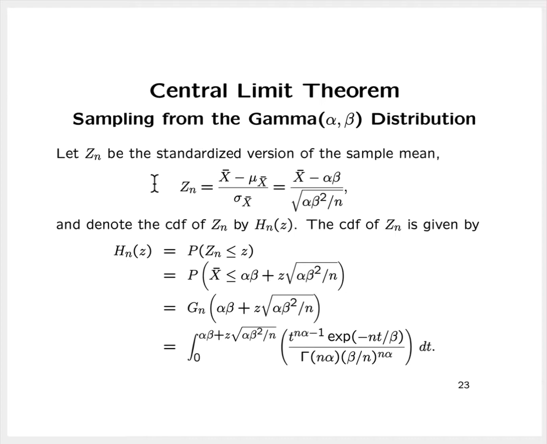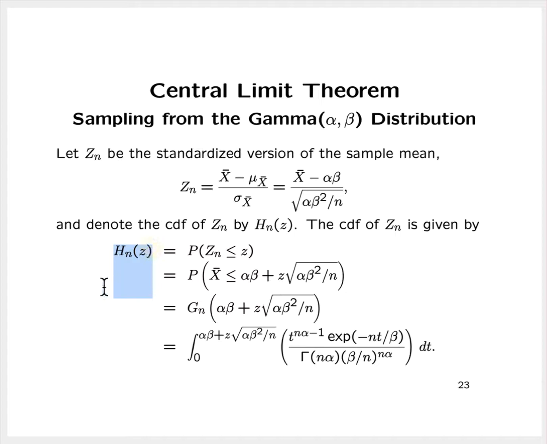It's a random variable, therefore it has a distribution, and associated with that distribution there is a CDF. Let's denote the CDF of Z sub n by H sub n, and we'll denote the argument to that CDF by Z, lowercase z. This notation, H sub n, is consistent with the notation that we used in talking about the central limit theorem in general.